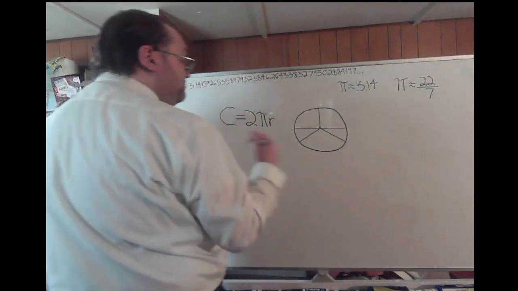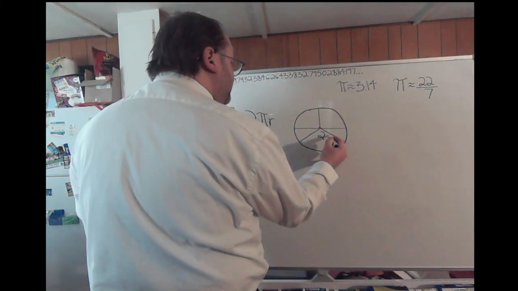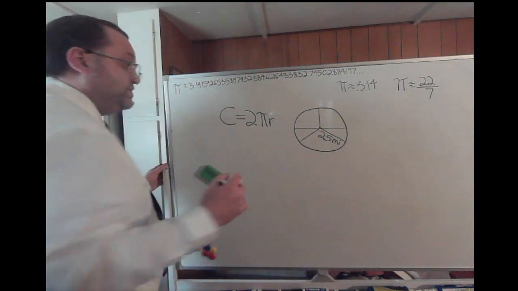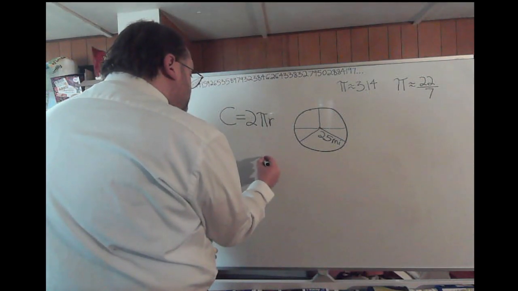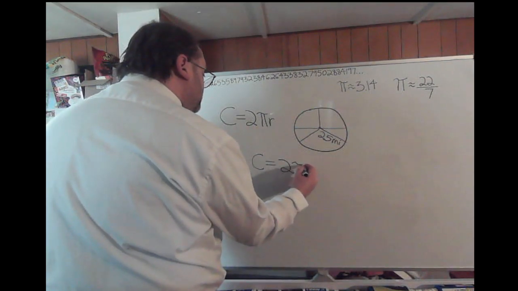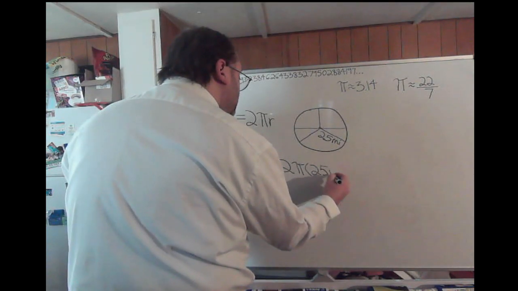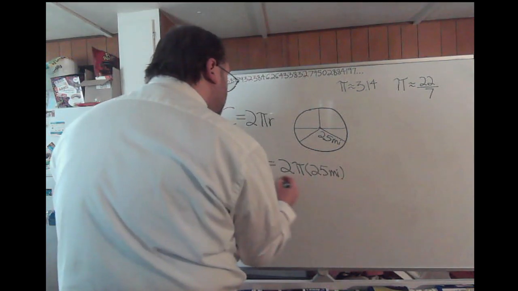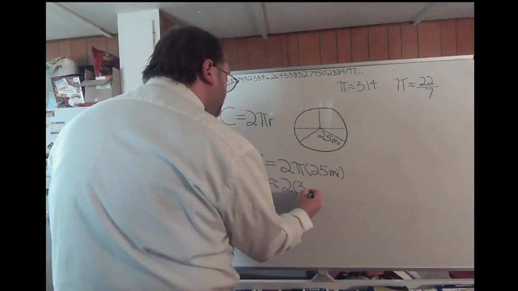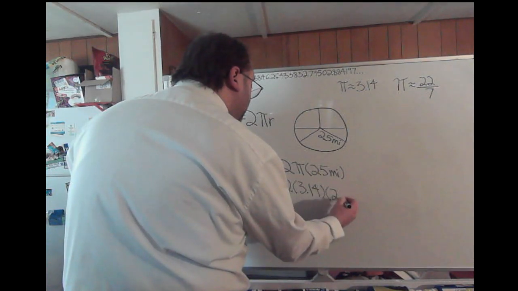Let's say again, they've evacuated everybody within a 25-mile radius. So we'll say the radius is 25 miles, right? So the circumference is going to be equal to 2 pi times your radius of 25 miles, which would be approximately equal to 2 times that 3.14 times that 25 miles.